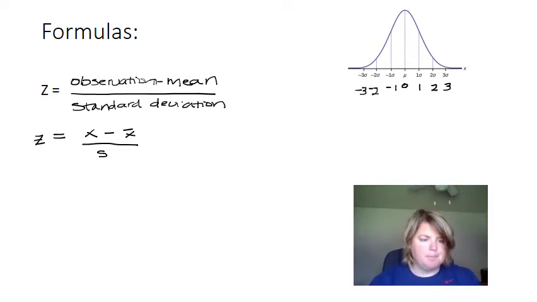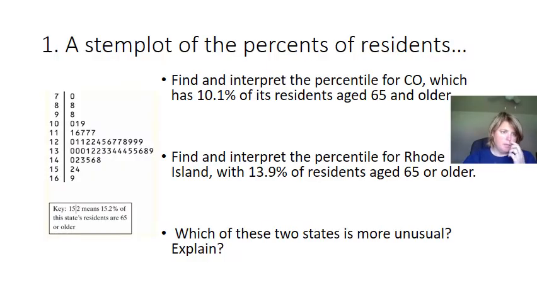All right, so let's look at some examples. So let's look at the stem plot of percent of residents. So that's how the problem starts, and then it talks about 65 years and older and 50 states. So here's all of our data. We have a symbol down here, which means that 15, and then the bar 2 means 15.2%, okay? So we want to find and interpret the percentile for Colorado, which has 10.1% of its residents age 65 and older. So first we need to find 10.1, which is right here.